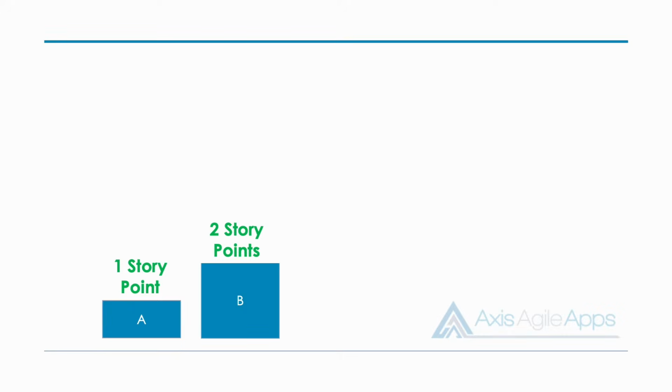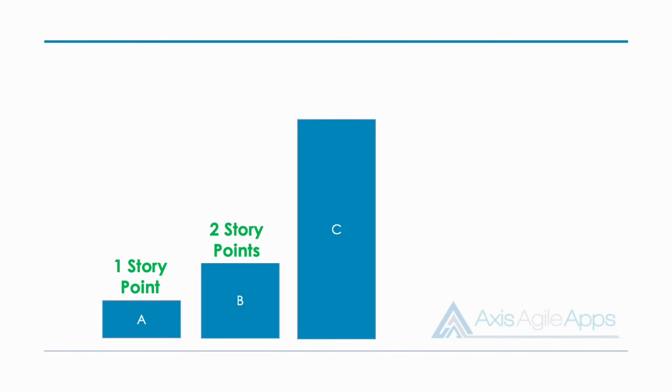So for example, imagine we had more items to estimate. If we know that A is 1 story point and B is 2 story points, when we look at the next item, let's call it C, we're going to compare to those previous two. And we might say, C looks like it's about 3 times the size of B, but not quite. So we'll give it, let's say, 5 points.